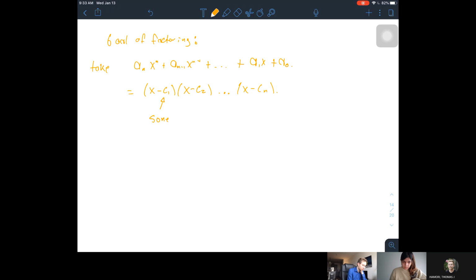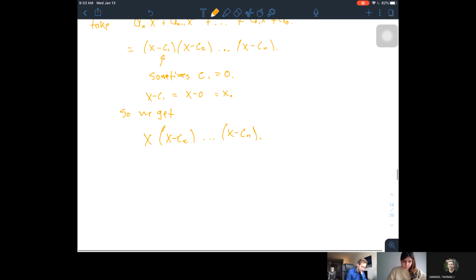So one thing that we should know is that sometimes c1 is equal to 0, in which case x minus c1 is equal to x minus 0 is equal to x. And so sometimes we get something like x times x minus c2 times dot dot dot times x minus cn, okay? That's just when 0 happens to be that number.